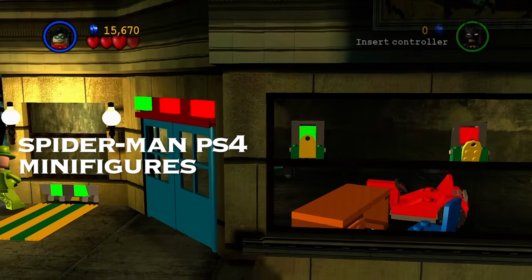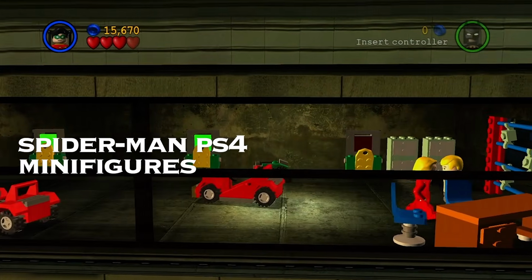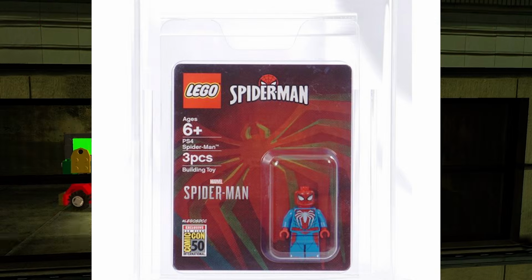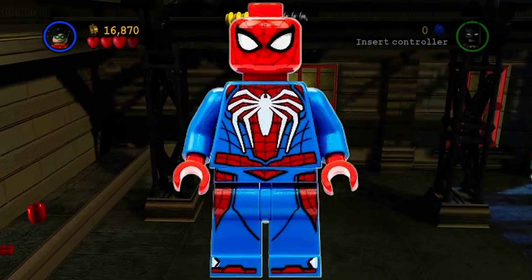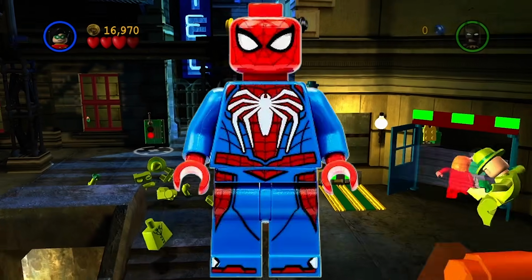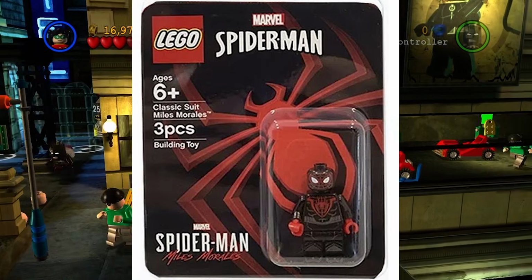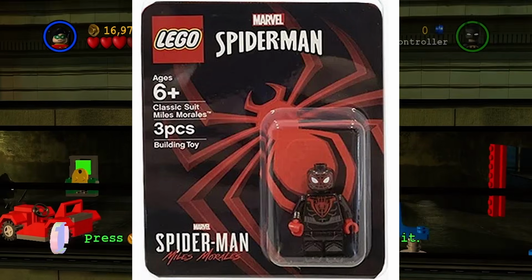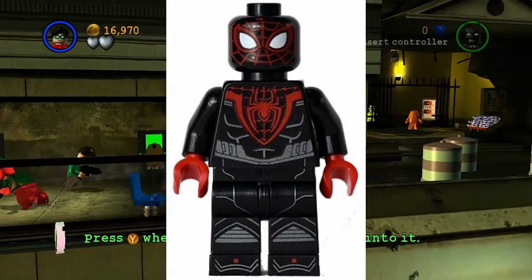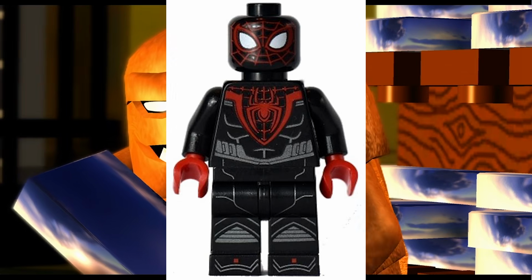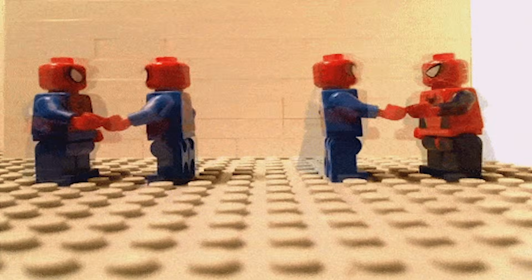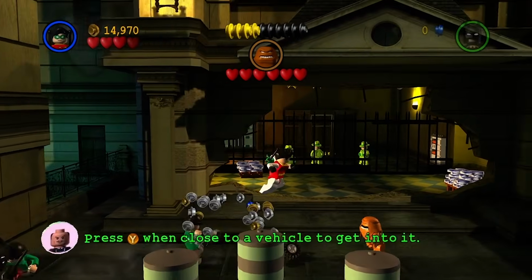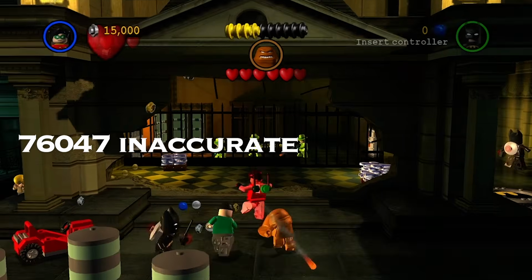Spider-Man PS4 minifigures. So in 2019, LEGO made the Spider-Man minifigure based on his appearance in the PS4 video game and was exclusive to, yeah, you guessed it, San Diego Comic-Con. The following year, LEGO and Sony would also collaborate for a sweepstakes in which they made 1,650 Miles Morales Spider-Man minifigures based on his appearance in the video game. To win it, you had to have beaten the game and then opt into a raffle for the chance to win the minifigure.